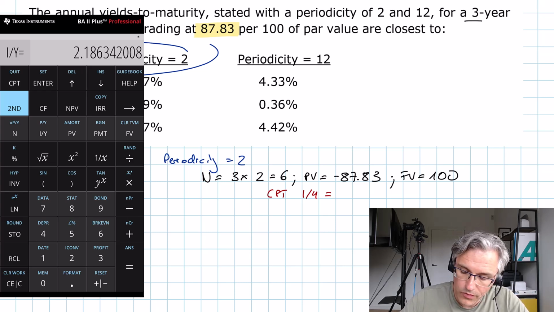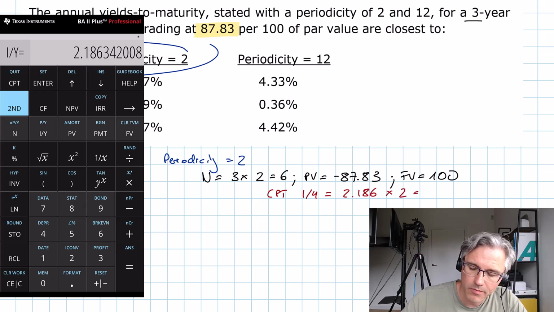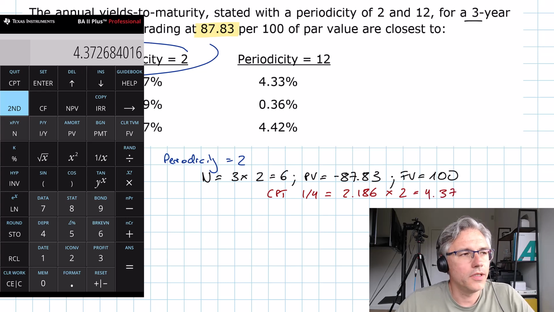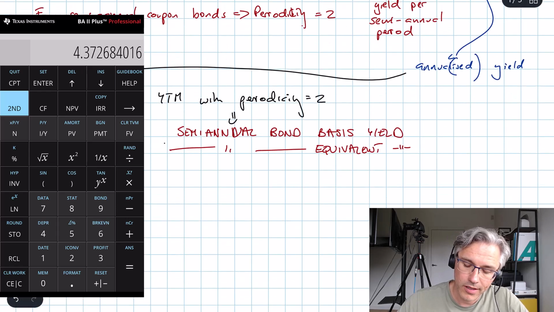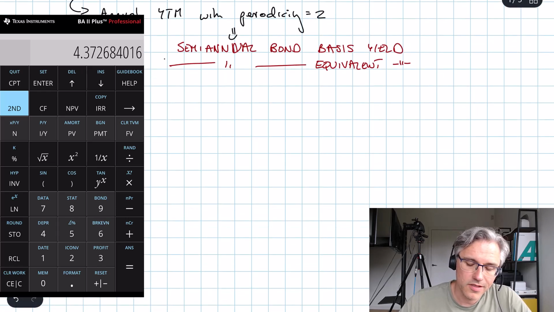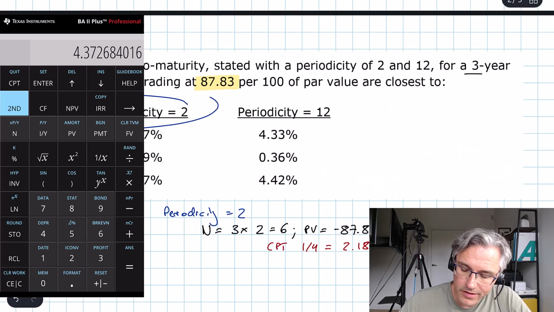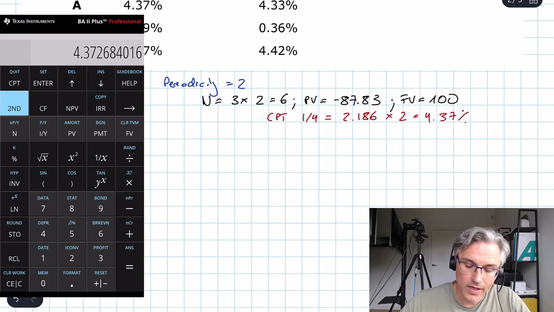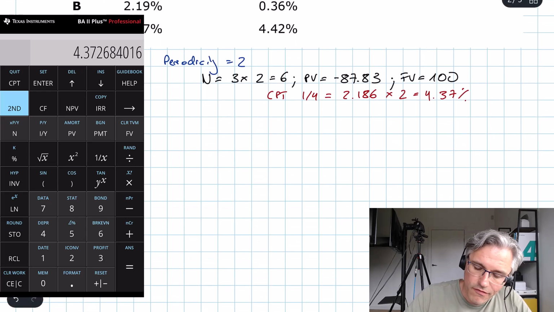It's 2.186, but this is once again the yield per semi-annual period. I need to multiply that by 2 to get myself up to an annual yield. This is the bond equivalent, or we wrote down semi-annual bond basis yield, or the semi-annual bond equivalent yield. Now this is 4.37%.